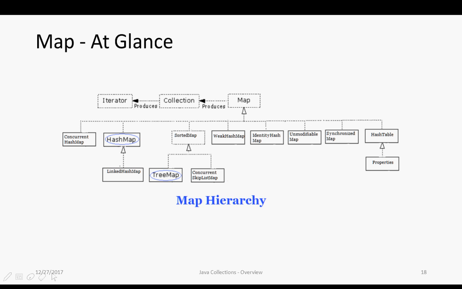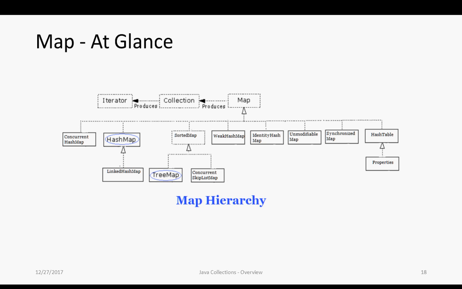Let's look at a map, which doesn't extend from the collections. It does produce the collections, it does produce the iterator, and it has various implementations, out of which we are going to look at a hash map and a tree map. As we discussed, a map is nothing but a key value pair, where you have a key, maybe like a telephone dictionary or a dictionary, where you have a word and it has several meanings associated with it. So the key is going to be a string, while there is a list of meanings associated with that particular word.